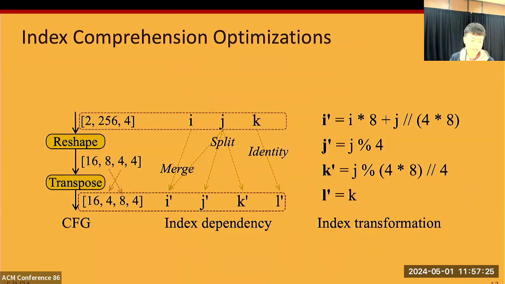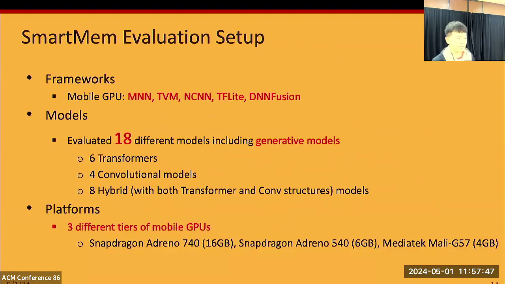We also define the index dependence. We also have some index comprehension optimization, which is kind of similar to the strength reduction in the compiler, but we use the shape information in the deep neural network domain to get more aggressive optimization for the index. And finally, we compare the results.